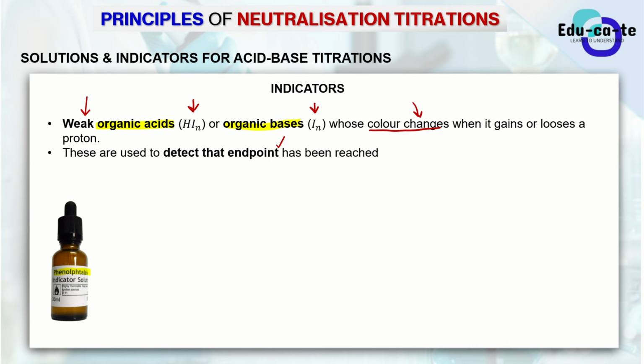Because the endpoint and the equivalence point are two distinct terms. But when you look at them, the equivalence point, remember we said that it is the point whereby the number of moles of the acid or of the titrant is equal to the number of moles of the base or of the analyte. Okay, so basically we use those indicators to detect that the endpoint has been reached. So we need to use them to detect if the endpoint has been reached or not.